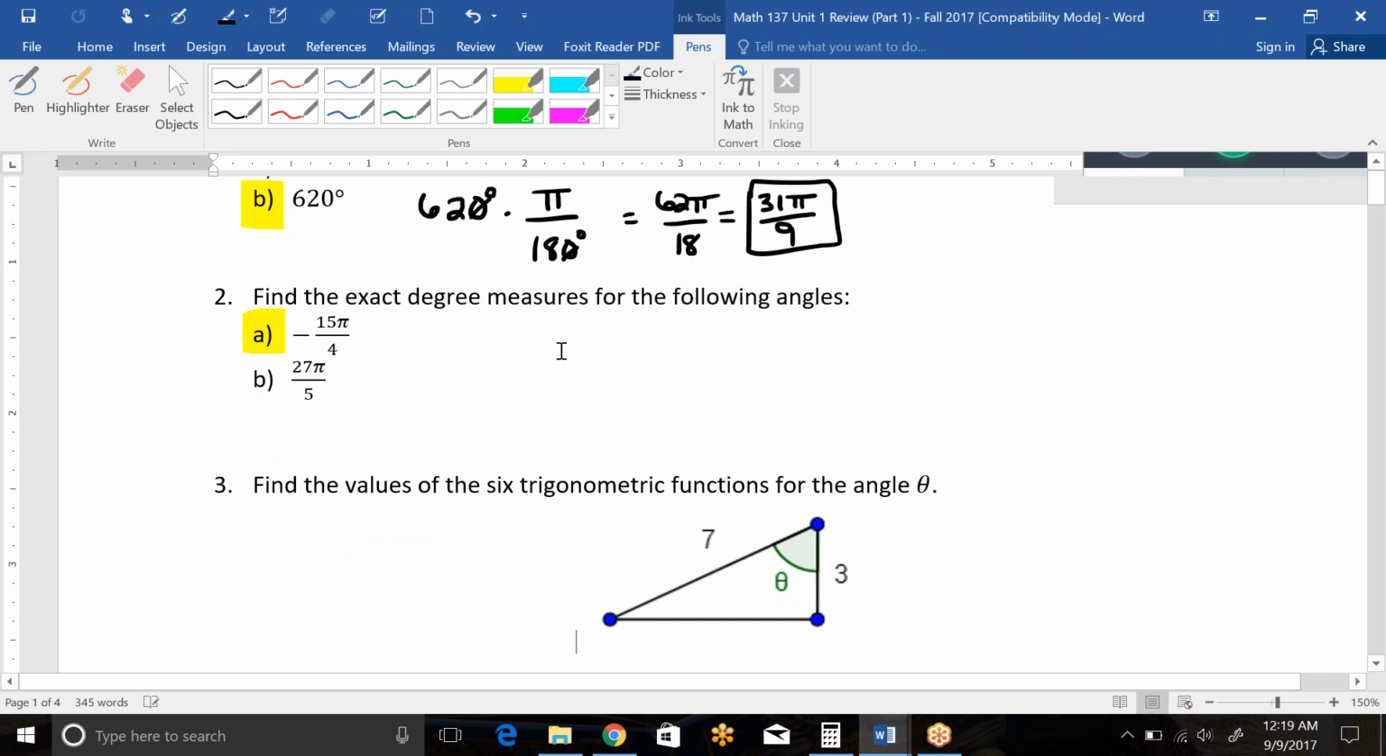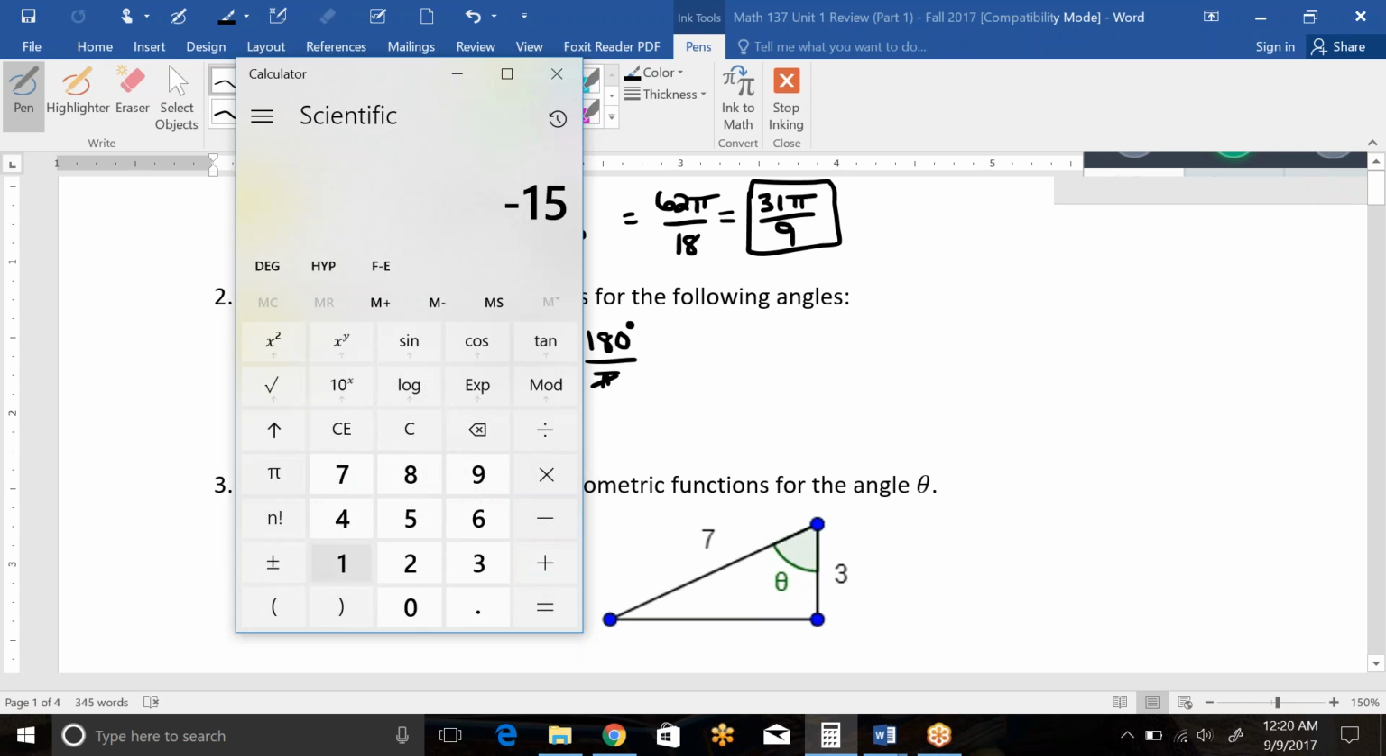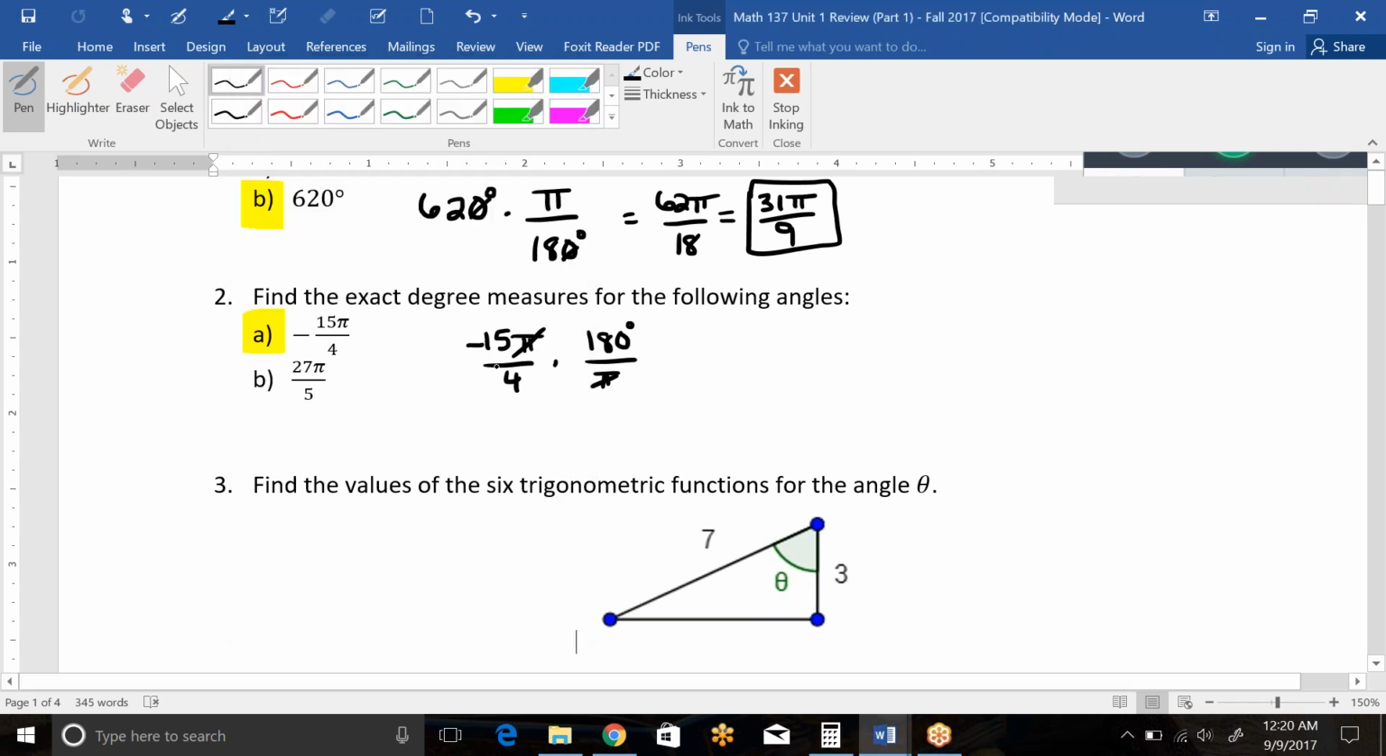For number 2, we're going to look at part A this time. We're going to be converting that to degrees. So same idea, we're going to multiply this one though by 180 over pi. So negative 15 pi over 4 times 180 degrees over pi. The pi's will cancel out. We ask the question, does 180 divide by 4? Because if it does, that'll reduce that. And it gives us 45.